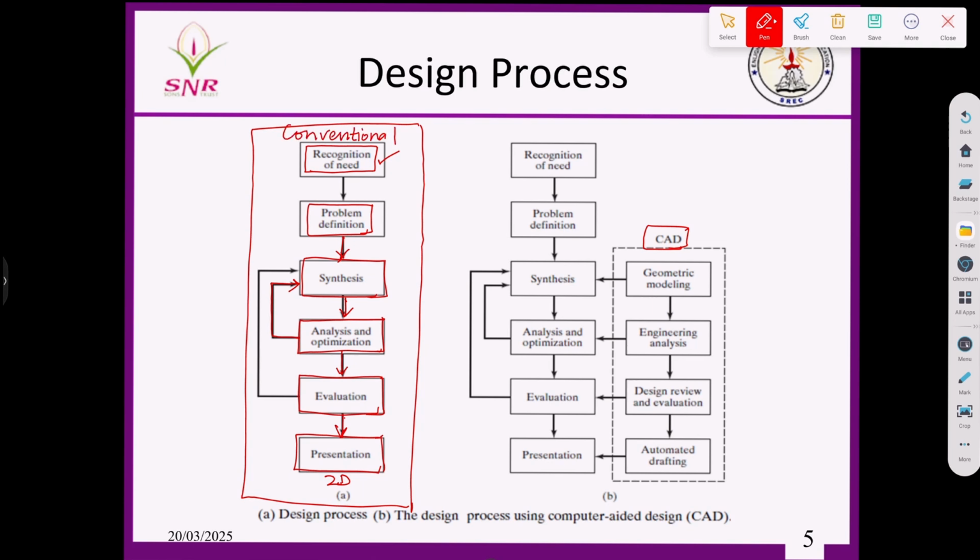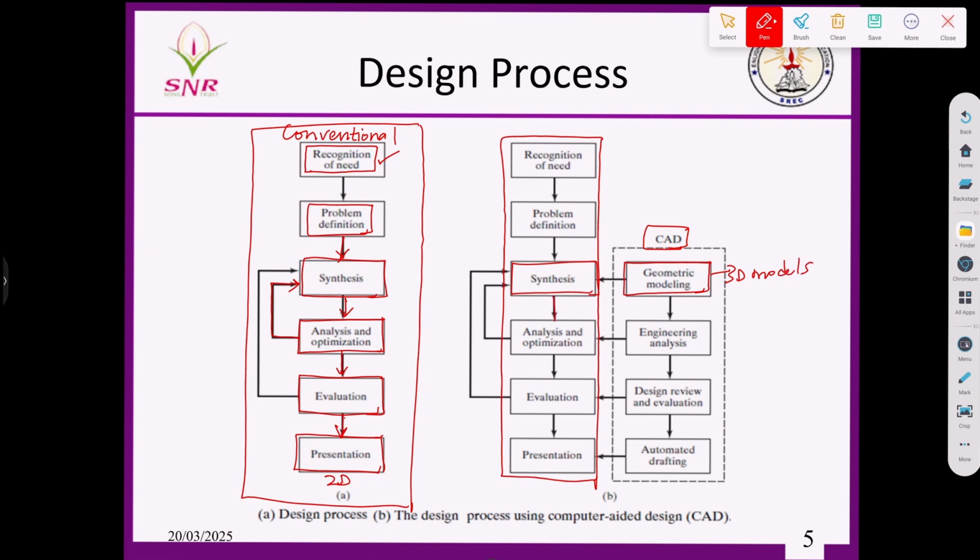Next we are going to discuss the model of design process where CAD comes into the picture. All the processes are the same as in the conventional model. The only thing is that the systems are simplified with the usage of computer integration. Like in the synthesis step, we used to create the conceptual model, which is supported by geometric modeling, where 3D models are prepared.